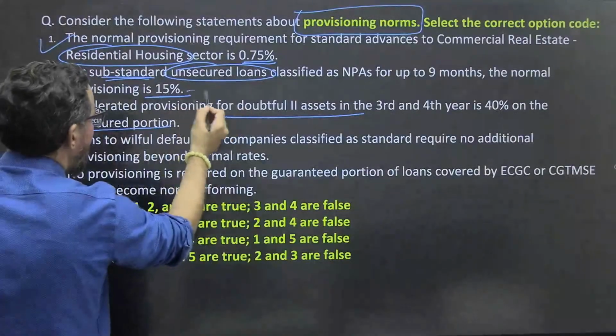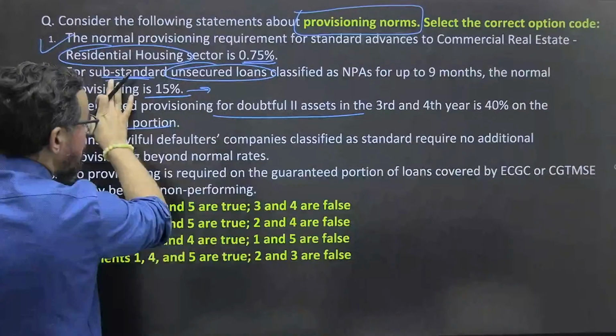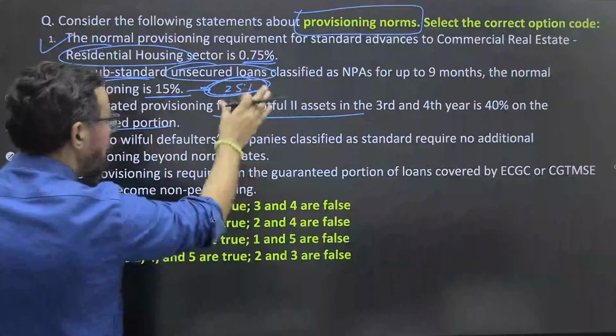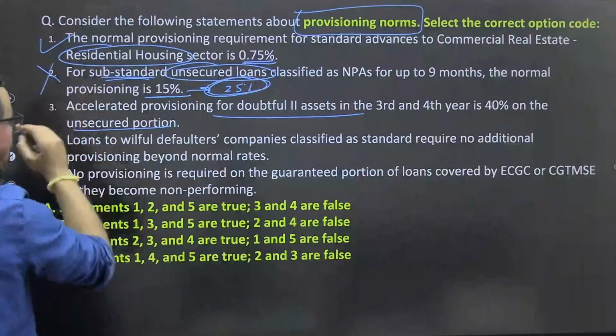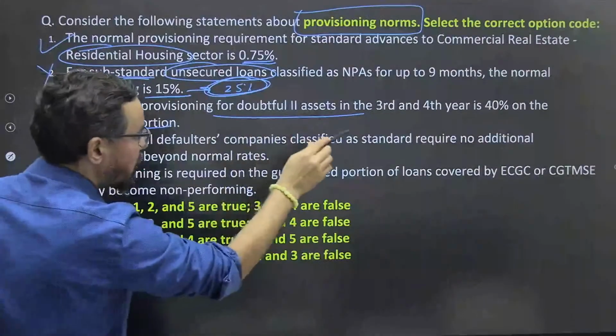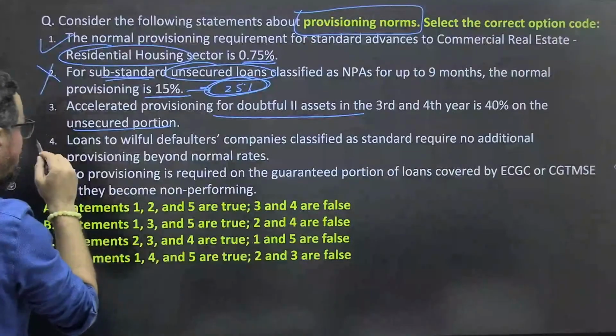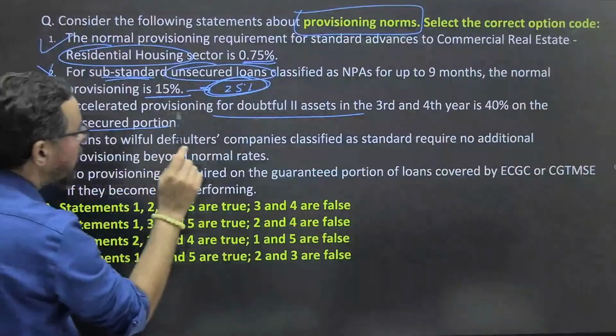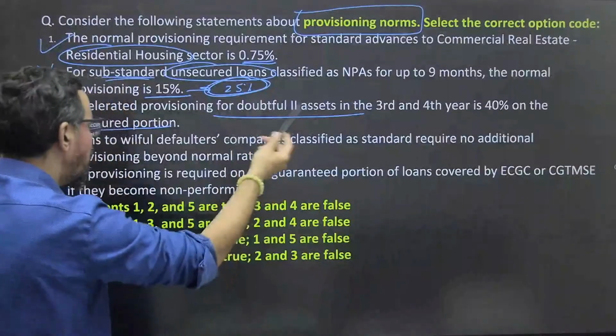It should be how much? Unsecured portion substandard is 25%. Okay, it is beyond 9 months, 25%. So this is wrong. Then provisioning for doubtful 3 class and all. Okay, it is the unsecured portion. Unsecured accelerated provisioning for doubtful 2. Doubtful 2, it is 40%, true.